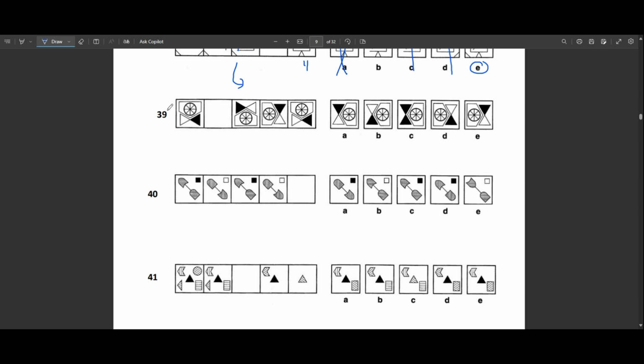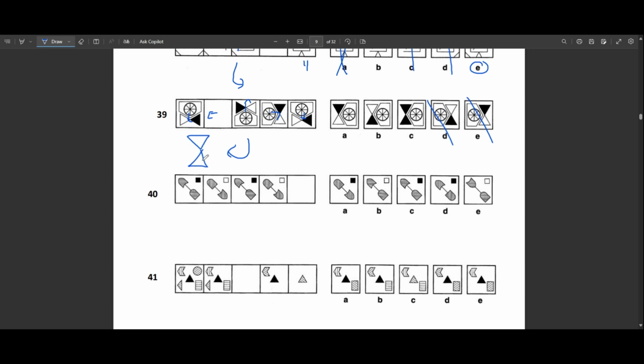Question 39. This shape is flipping at the top, but then, oh, actually it's rotating. It's pointing down, then it should be pointing left. And then it's pointing up, then right, then down. Okay, so pointing left. Now, it looks like to me the black and the white are flipping as well. So if you rotated this 90 degrees clockwise, you would have a shape that looks like this.